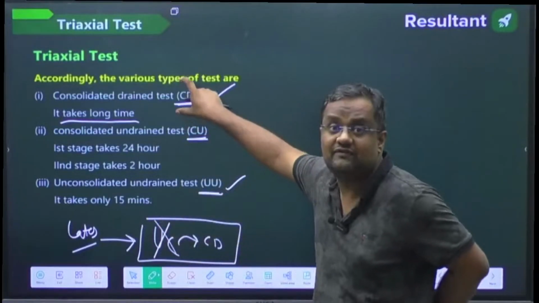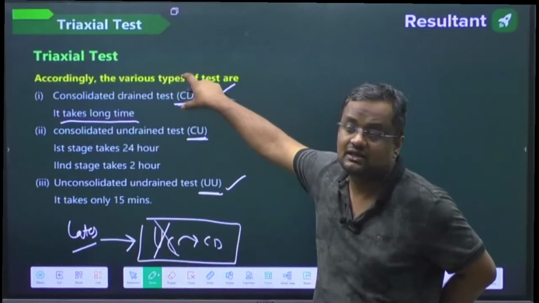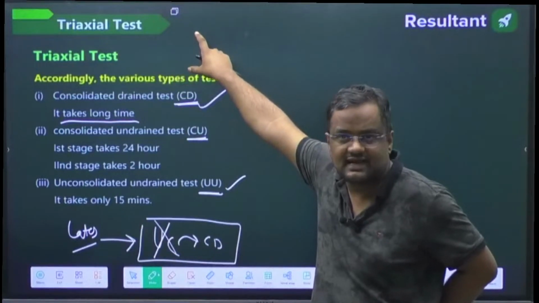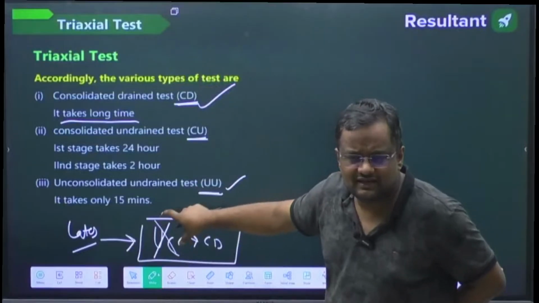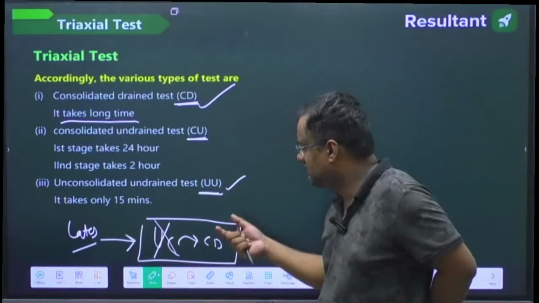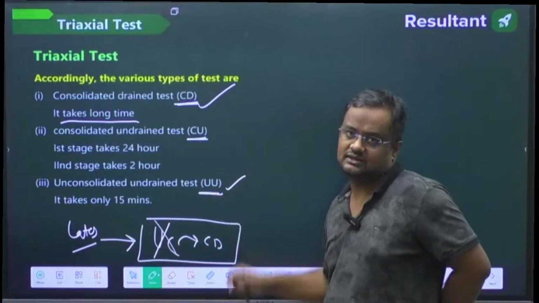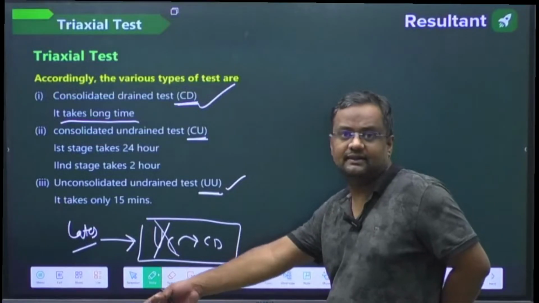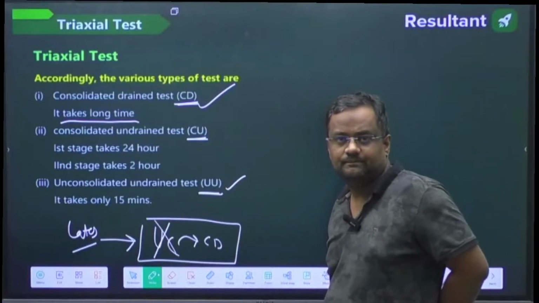The CD test is used in long-term testing. Suppose the building has lived for 70 years, now the consolidation has happened at the site, so we will be using this. Now if there is fast construction and just after the construction we want to find out c and phi, then we will be using this UU test, because consolidation has not happened in a few days there.